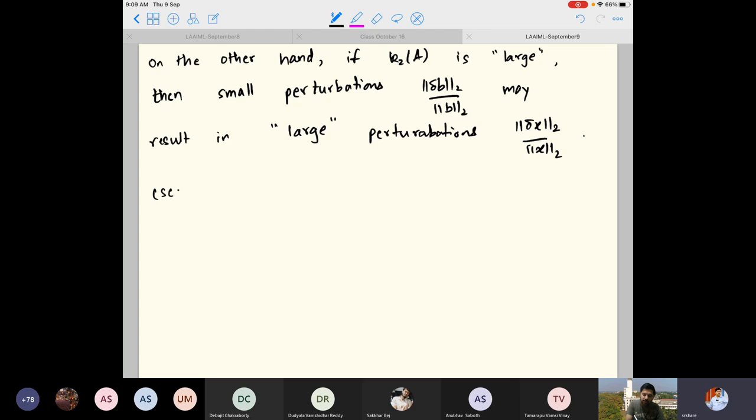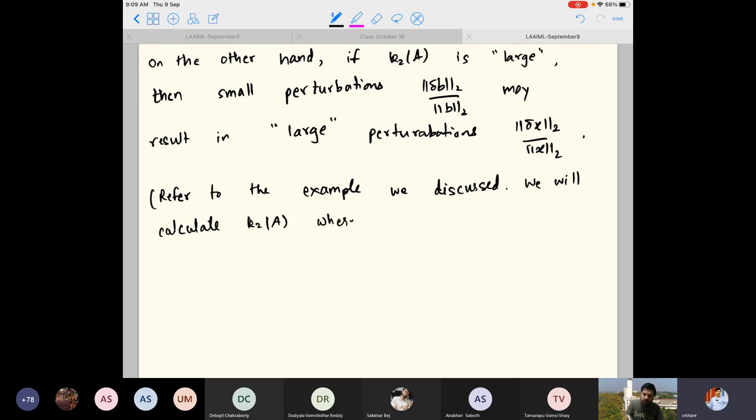So this actually happens. See the example we discussed earlier. In that case, we'll have to compute the condition number of A. So I'll calculate the condition number of A, where A is equal to this, and then we can refer to the example we discussed.